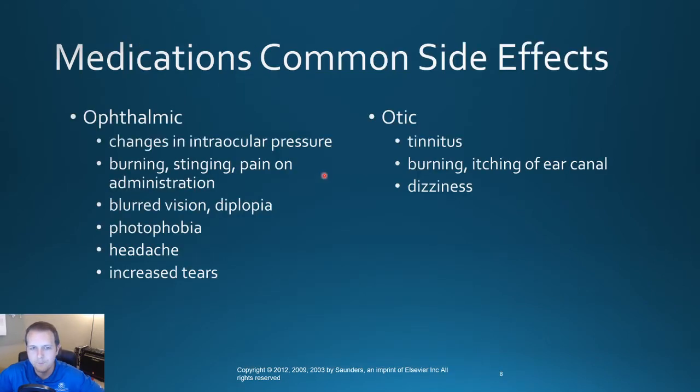Some common medication side effects that you'll see with these ophthalmic meds include things like changes in intraocular pressure, which could be bad if you have glaucoma. Almost all of them may cause burning, stinging, and pain upon administration. And then depending on the formulation you have, you can see things like blurred vision. So for instance, ophthalmic gels tend to cause more blurring of vision as opposed to a solution. Things like that can occur here.